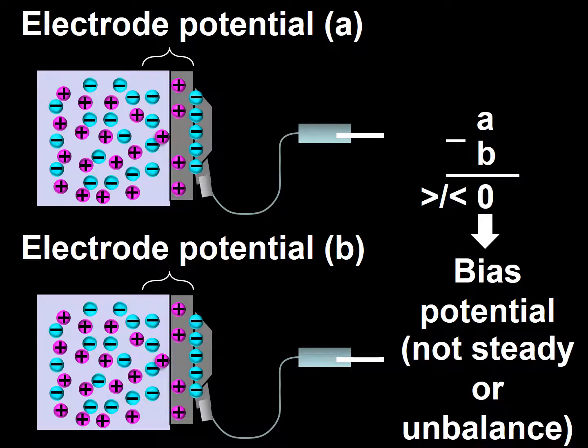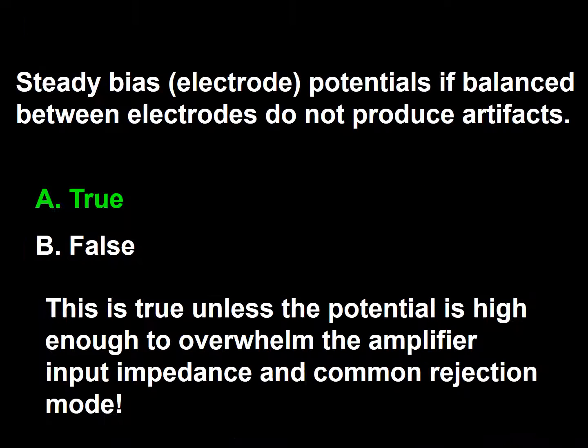On the other hand, if this is not the case, that is, if the subtraction does not yield 0, but any other positive or negative number, then the bias potential is unsteady, unbalanced, or both, and they are likely to produce artifacts. So the answer to this question is A, but it is important to recognize that if the steady and balanced bias potentials are very high, they may overwhelm the amplifier impedance and common mode rejection of the EEG equipment, and artifacts will be produced in such an event.